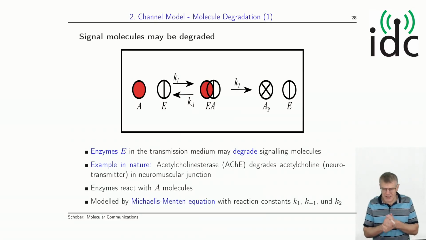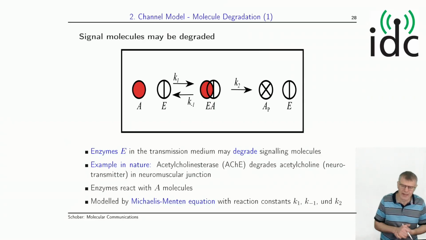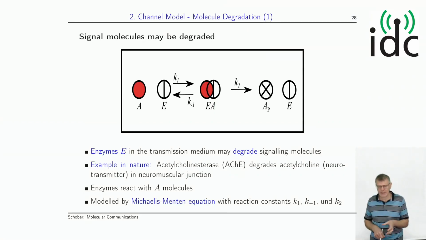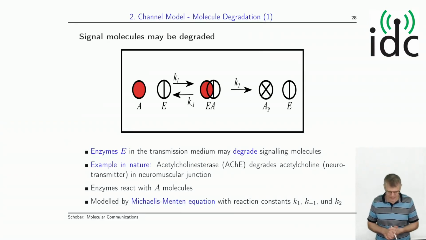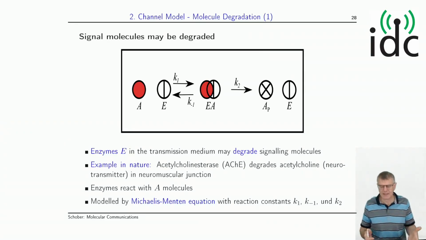And then two things may happen. Either they separate again without effect on the signaling molecule, and this happens with a certain probability that is characterized by this backward reaction rate. And with another probability, the enzyme will actually convert the signaling molecule to a new type of molecule, an AP molecule that cannot be recognized at the receiver anymore. The enzyme goes out unharmed from this process, so in the next cycle it can convert another signaling molecule.